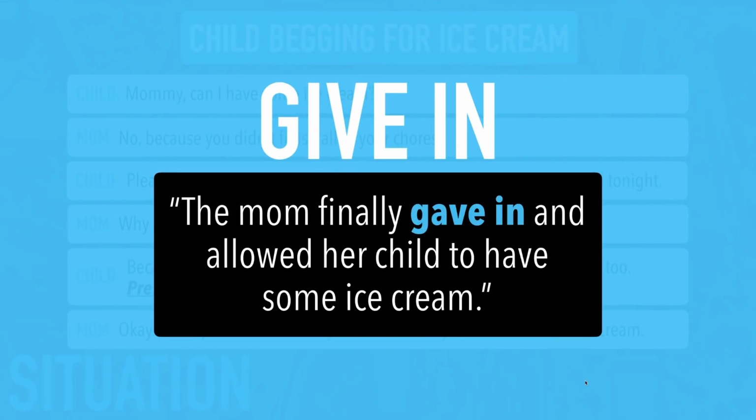The mom finally gave in and allowed her child to have some ice cream. She finally said, go for it. Do it. You can have the ice cream. Makes sense, right? Excellent. Now, these 5 common English phrasal verbs will help you speak more fluently in English.